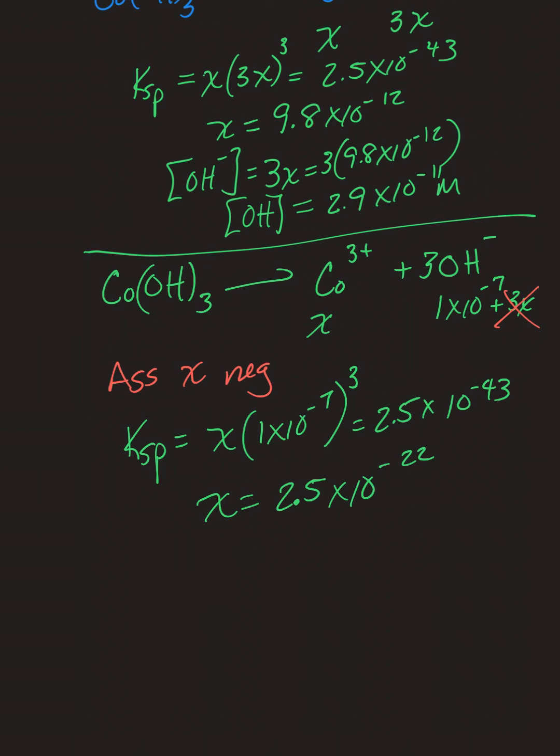See, the problem is the hydroxide isn't coming from the cobalt hydroxide. The hydroxide is coming from the water that we're dissolving it in, because cobalt hydroxide really doesn't dissociate very well. We wouldn't expect that from its solubility rules. That's how we get the answer that's in the book.